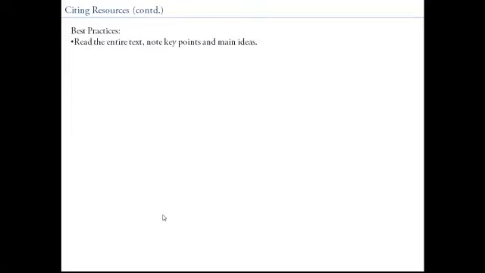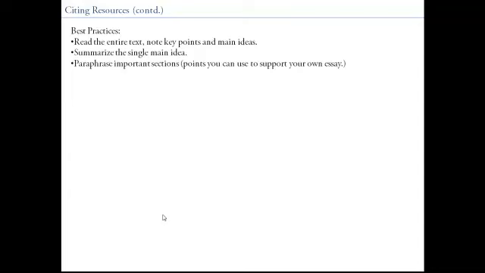A few best practices before you decide on citing keywords or specific lines. Read your whole resource and make a note of the key points and main ideas. Write a one-line summary of the whole paper, and note specific sections which you think you can really use to support your own essay. Paraphrase only those sections. Then if you want, you can sprinkle the summary somewhere in your paper, but when you make a point and want to support it with text from your source, you can use your paraphrase directly to support your own essay.